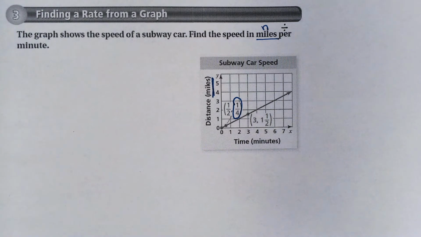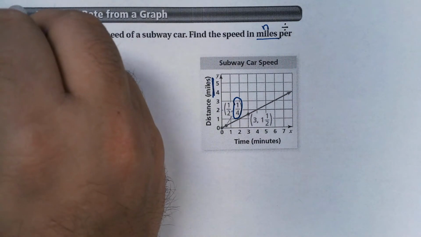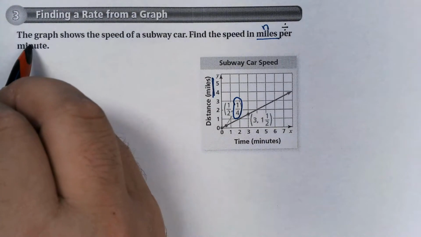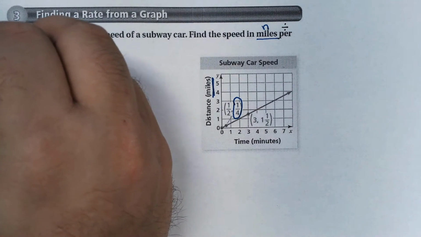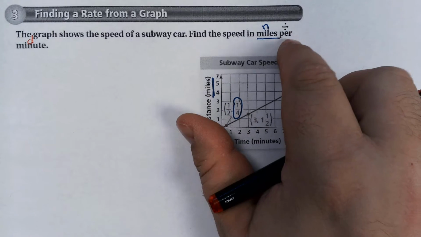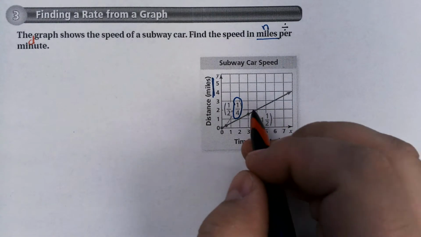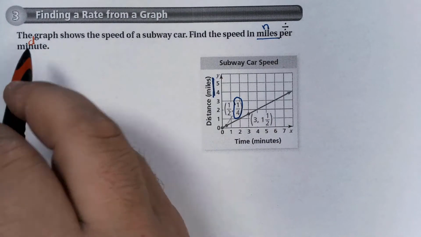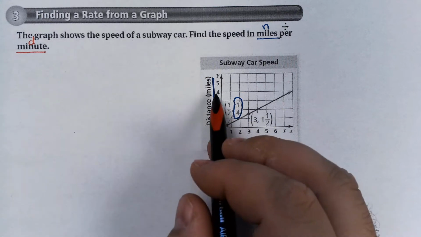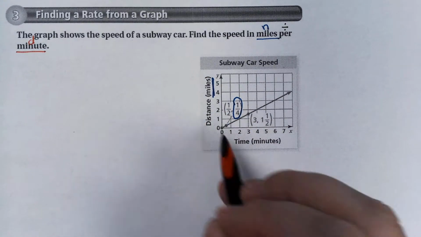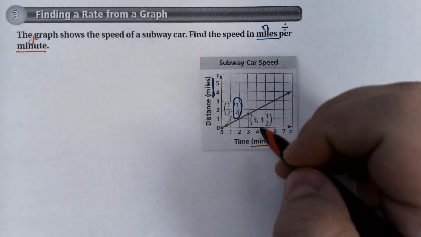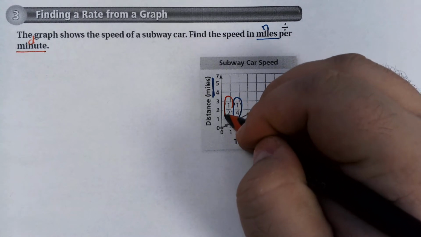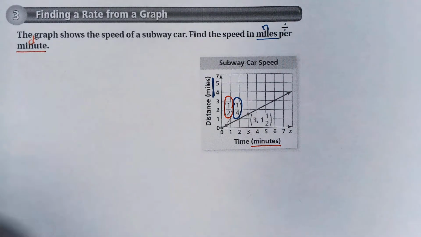The next thing I'm going to do is realize that the first unit after the word per, the word that tells me to divide, is going to be my denominator. So I'm looking for minute. I already know miles was on the y-axis. I only have two axes, so minutes have to be here, and there it is. So I'm going to choose my x value to be my denominator.